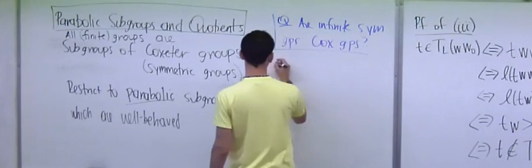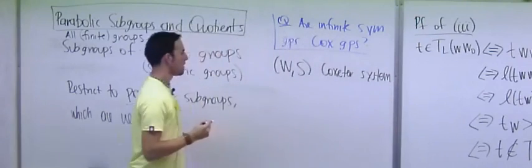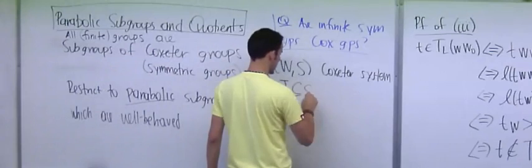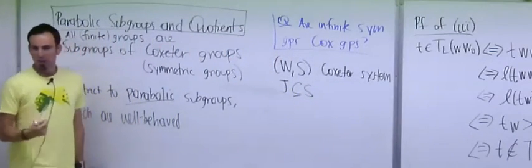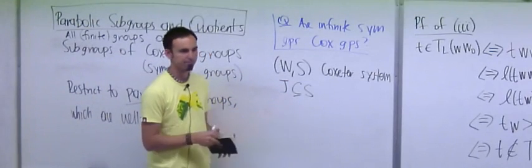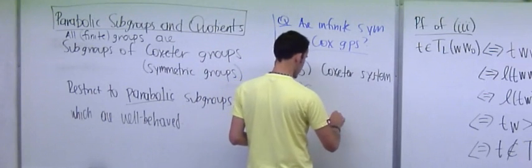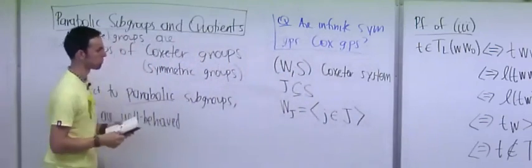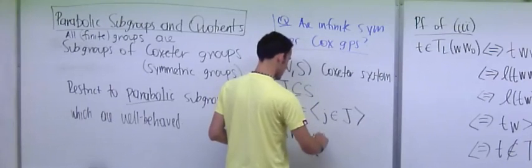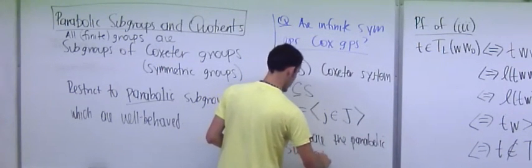So what is a parabolic subgroup? You start with a Coxeter system. Okay. And what I'm going to do is choose some of the generators. Let's call it J, a subset of the generators. Then a parabolic subgroup is one obtained in this way, as the subgroup generated by J. Okay. So W_J is the subgroup generated by J. And these things are called the parabolic subgroups of W.